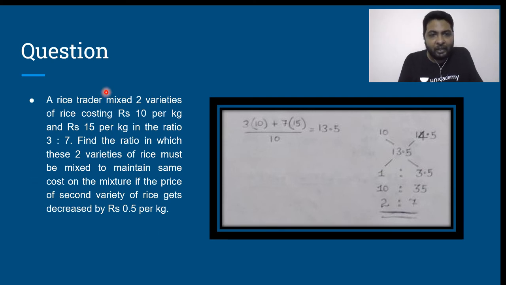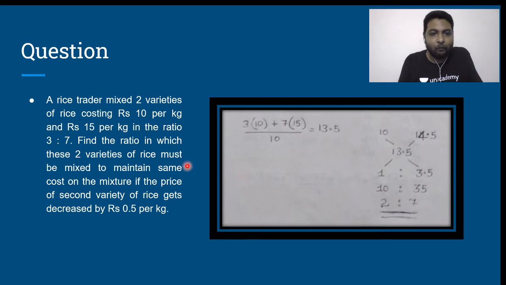First, we need to find the cost of the mixture. 3:7. So you can consider 3x, 7x and denominator 10x. X anyway gets cancelled out. So that's why I have not written x. So 3 kilos at rupees 10 per kilo, 7 kilos at rupees 15 per kilo. So total amount is 10 into 3, 30, plus 15 into 7, 105. 105 plus 30, 135. 135 divided by 10, 13.5 is the price of the mixture. The cost of the mixture is rupees 13.5 per kilo.